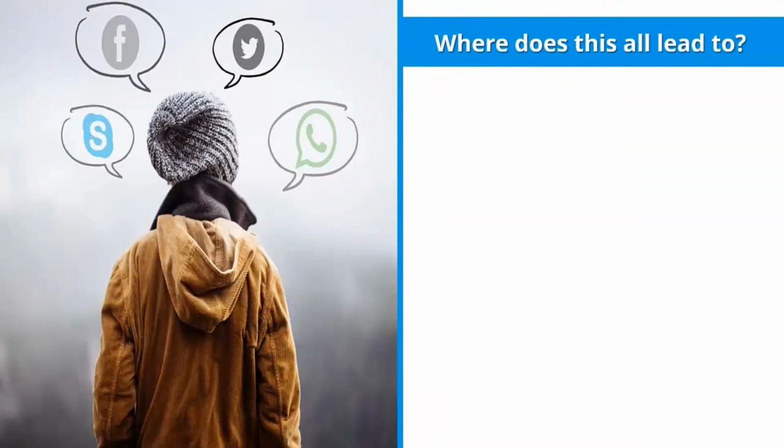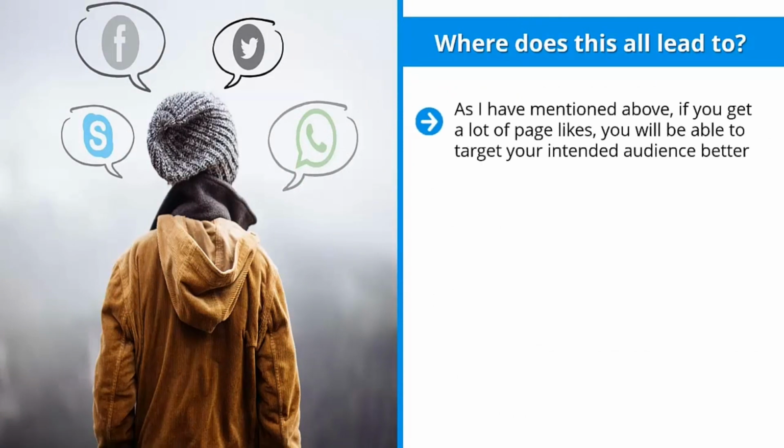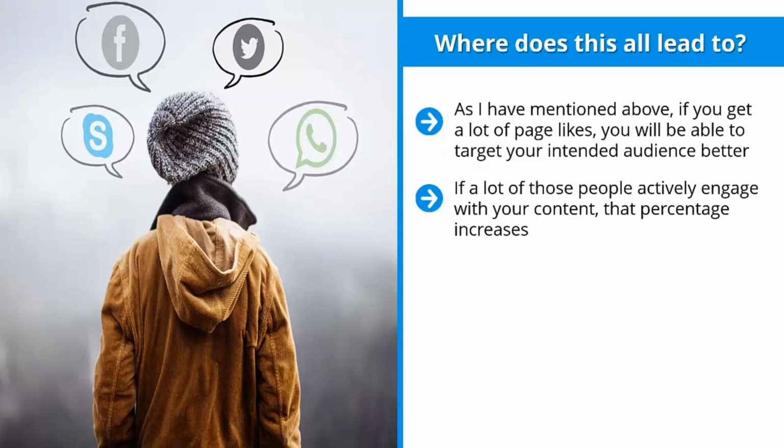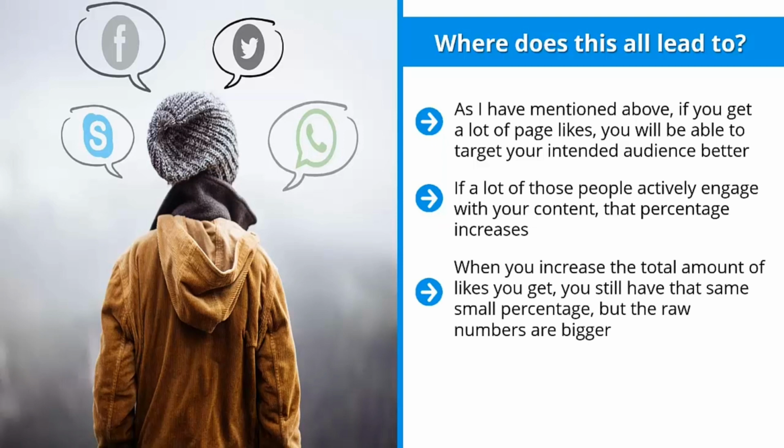Where does all this lead to? As I have mentioned above, if you get a lot of page likes, you will be able to target your intended audience better. In addition to that, you may be able to increase your reach because the more people that like your page, the bigger your base visibility becomes. If a lot of those people actively engage with your content, that percentage increases, but you're still dealing with the reality that your content will only reach a fairly small percentage of the people who have expressed interest in your content. When you increase the total amount of likes you get, you still have that same small percentage, but the raw numbers are bigger. Believe me, 10% of 100 is definitely going to be smaller than 10% of 100,000.